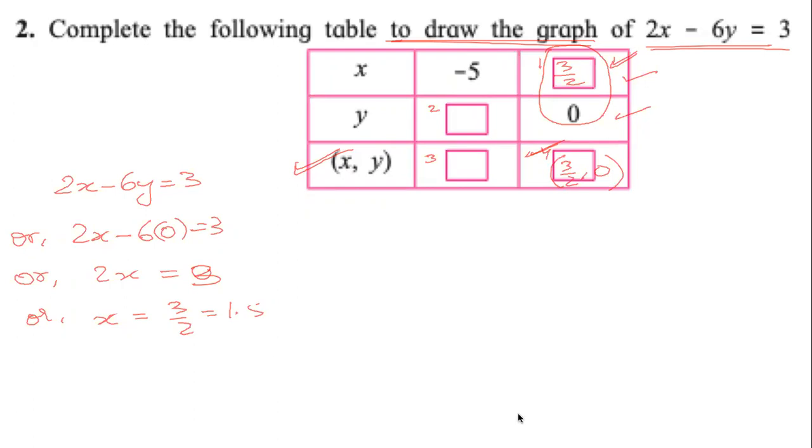Now to solve for 2, we will do what we did for 1. How? We start with the equation 2x minus 6y equals 3. Now the value of x is given, so we will substitute that value. So 2 into minus 5 minus 6y equals 3. Now we will simplify this.